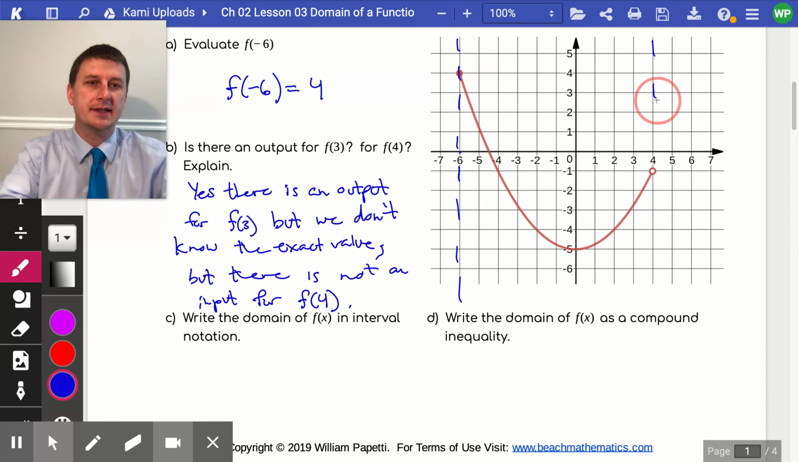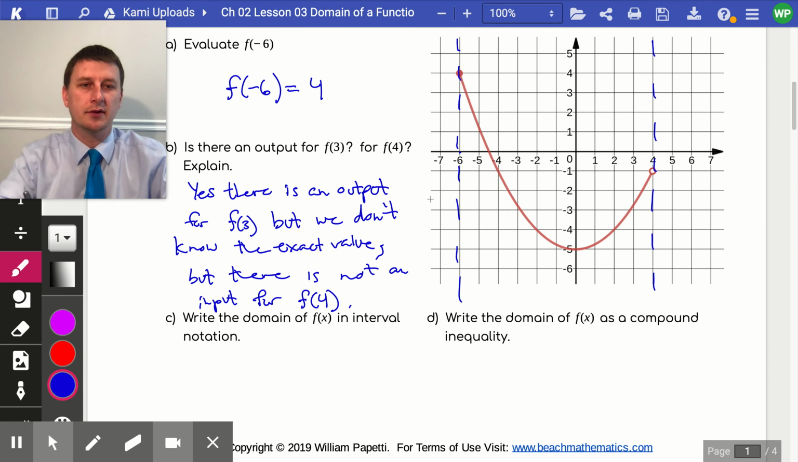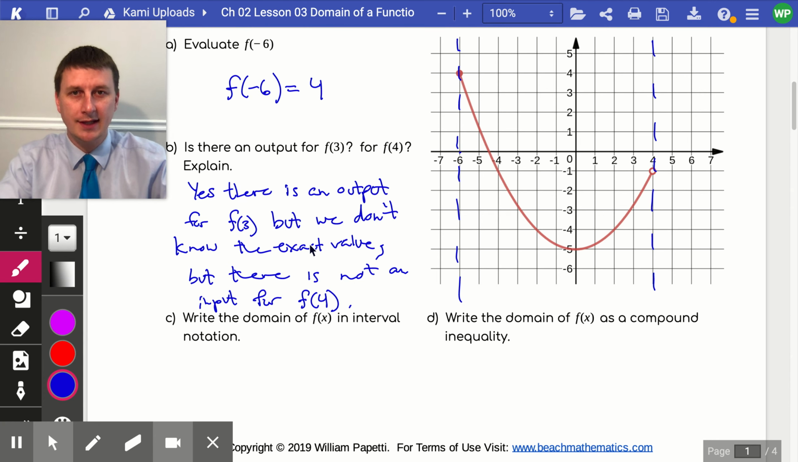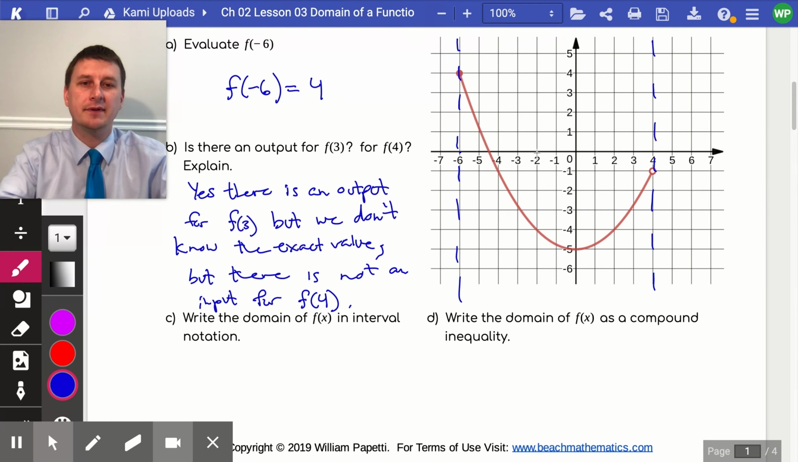And I want to see how far left this graph goes and how far right this graph goes. Because remember, x values go left to right. I'm not concerned at all about up and down. Those would be y values. And since the domain is x values, we're only concerned about left and right. So how far left does this graph go?